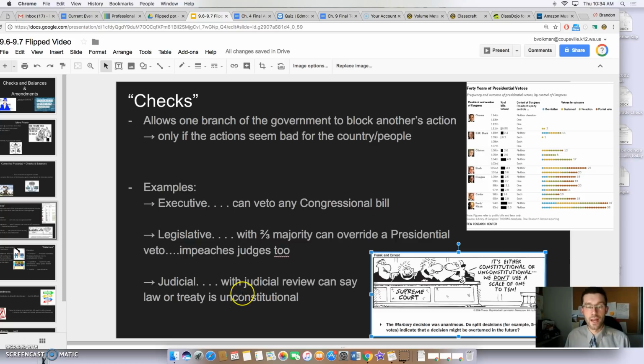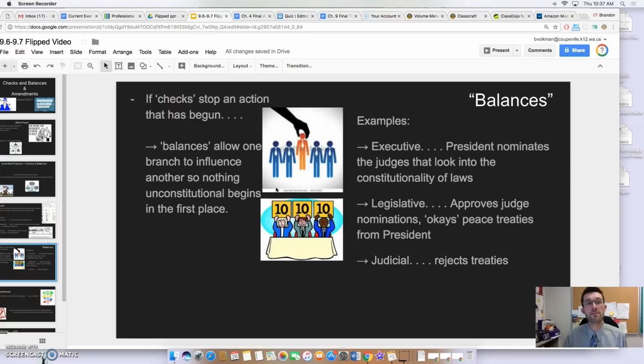Finally, the judicial branch has what's called judicial review, where they can say that any law or treaty is unconstitutional. And that is how the judicial branch is able to keep both the executive and the legislative branch in check. Checks stop an action that has already begun that may harm people or citizens of our country. Balances allow one branch to influence another so that nothing unconstitutional begins in the first place.